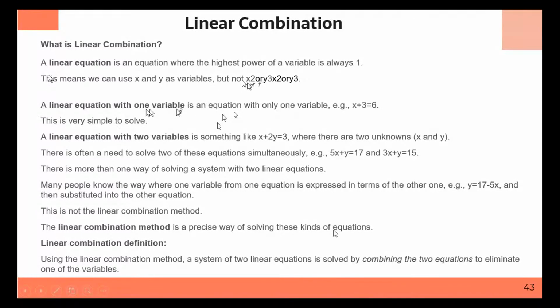A linear equation with one variable is an equation with only one variable. Example: x plus 3 equal to 6. What is x now? 3. Yes, this is very simple to solve. A linear equation with two variables is something like this: x plus 2y equal to 3, where there are two unknown variables, x and y. There's 5x plus y equal to 17, 3x plus y equal to 15.